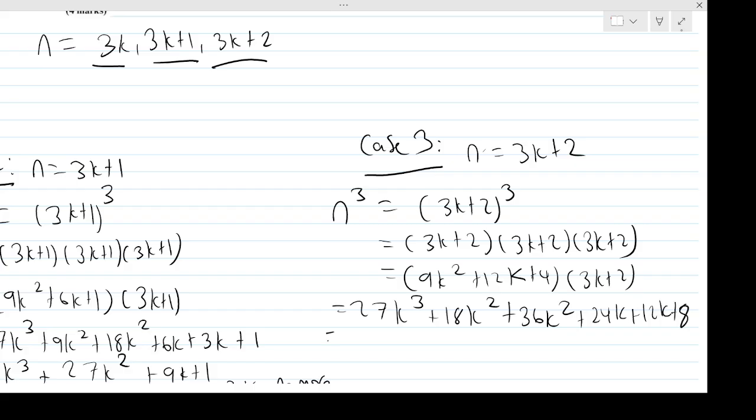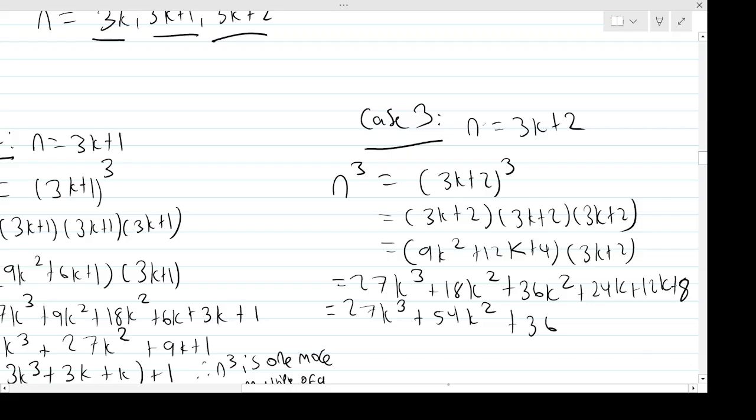And then if you collect the like terms, we get 27k cubed, and 18k squared and 36k squared is 54k squared. Add 24k plus 12k is 36k, add 8, and we can factor a 9 out in the k terms. So 9 of 3k cubed, add 54 divided by 9 is 6, so 6k squared, and then that'd be 4k, and then we add the 8.